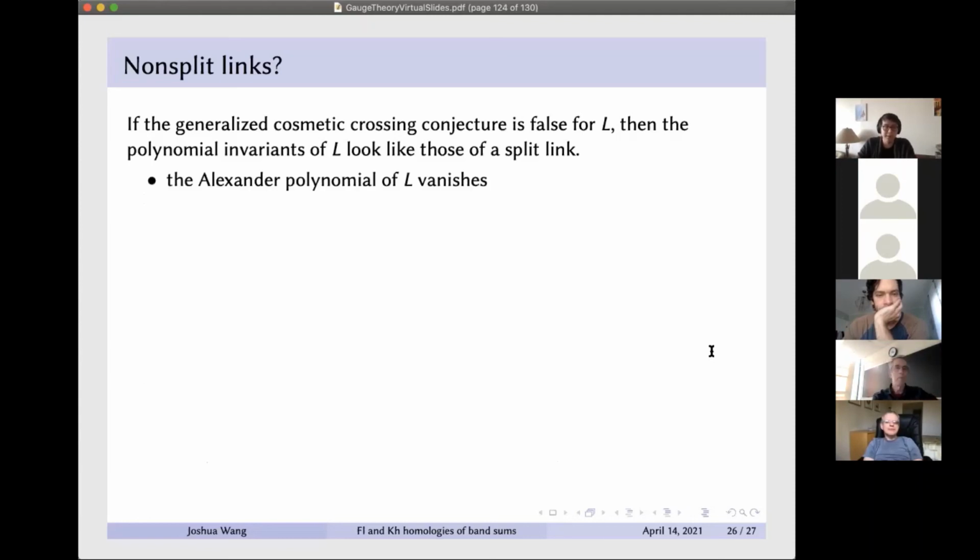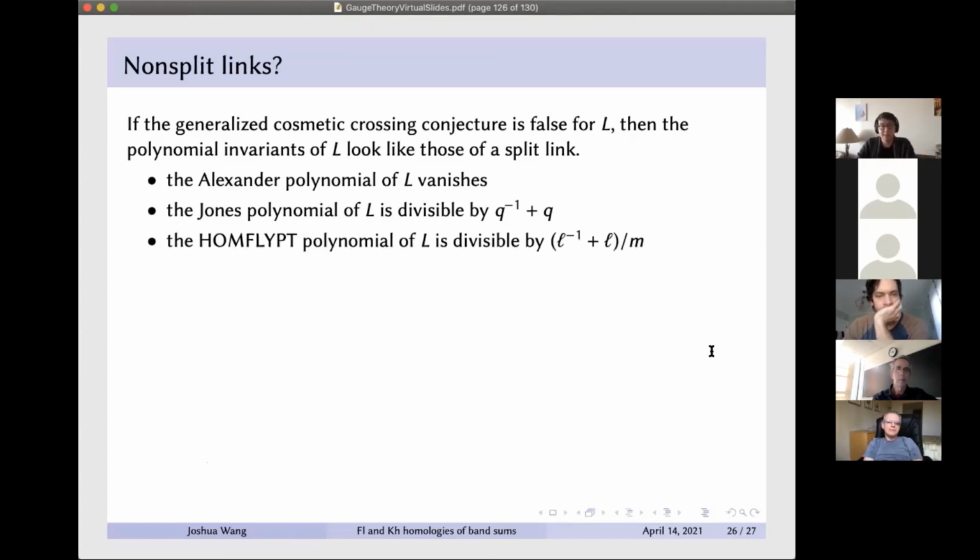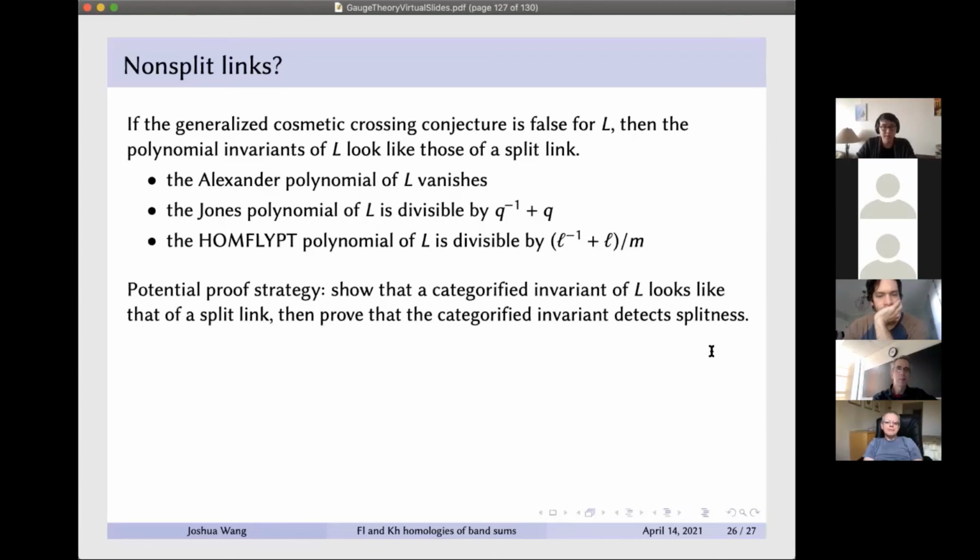So what I mean is that its Alexander polynomial will vanish, its Jones polynomial will be divisible by Q inverse plus Q, and the HOMFLY-PT polynomial will be divisible by this factor. So one approach you might take would be to show that a categorified invariant of L looks like that of a split link, and then try to prove that that categorified invariant actually detects that the link is indeed split.